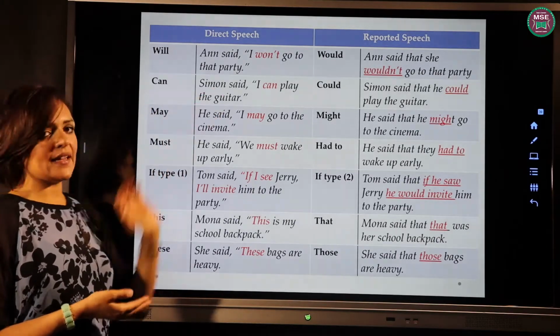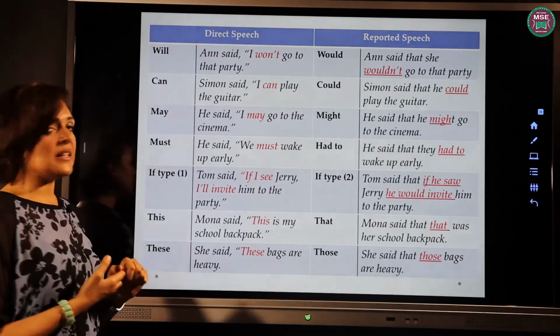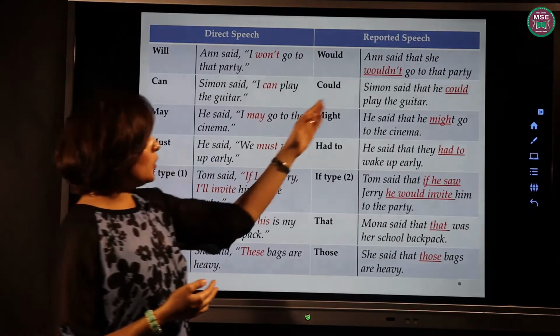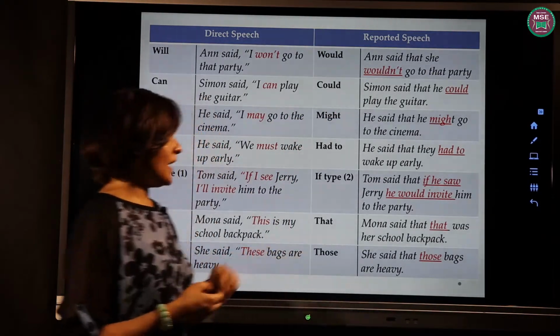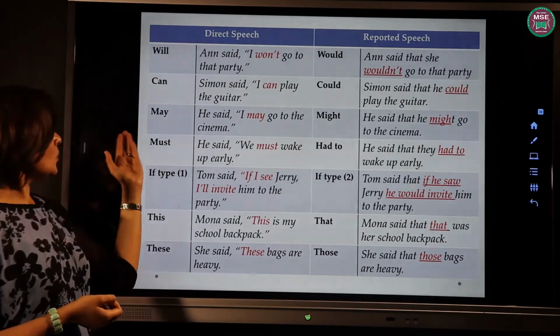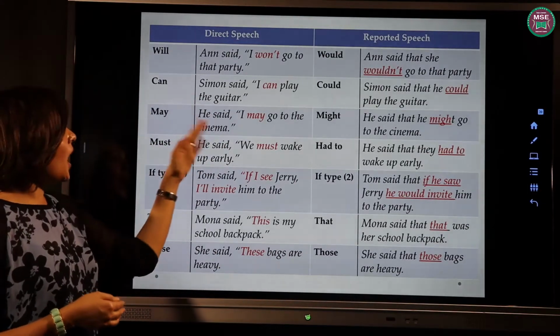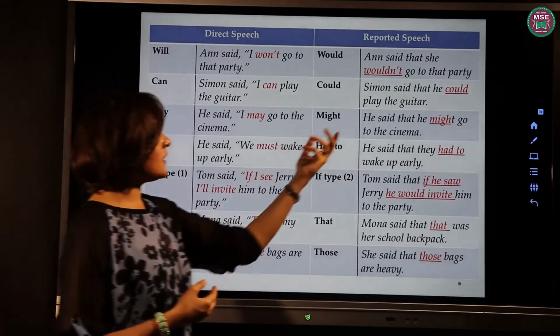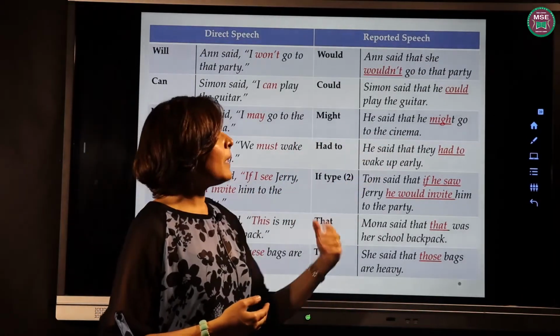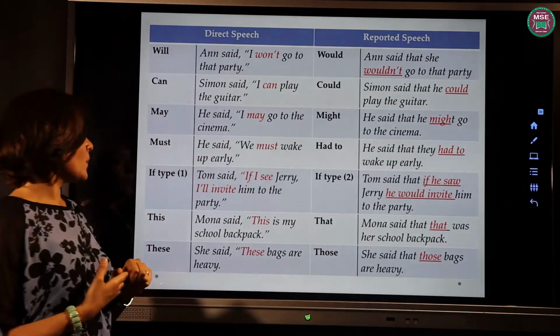Can: Simon said, "I can play the guitar." It will be in the indirect, Simon said that he could play the guitar. May: he said, "I may go to the cinema." It would be "might" in the indirect. He said that he might go to the cinema.